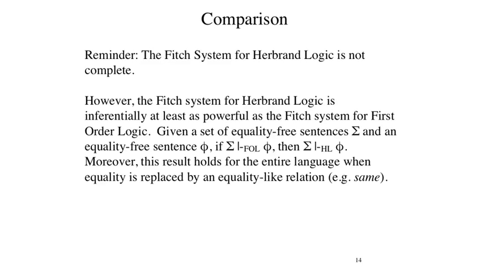By contrast, the Fitch system for Herbrand logic is not complete. However, this does not mean it's not powerful. In fact, the Fitch system for Herbrand logic is at least as powerful as the Fitch system for first-order logic. Given a set of equality-free premises and an equality-free conclusion, we know that if the conclusion can be proved from the premises in first-order logic, then it can also be proved from the premises in Herbrand logic. Moreover, the result holds in general when equality is replaced by an equality-like relation, such as the same relation that we saw in some of our examples.